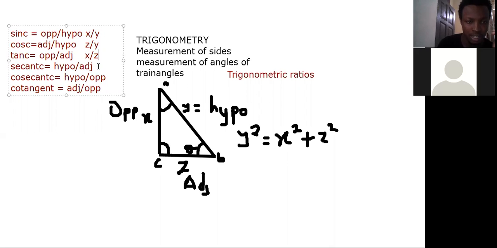X all over z. Then this one becomes, the second becomes what? Y all over z. Then this one, cosecant, becomes what? Y all over x. Then cotangent becomes what? Z all over x. So now we are going to prove something.